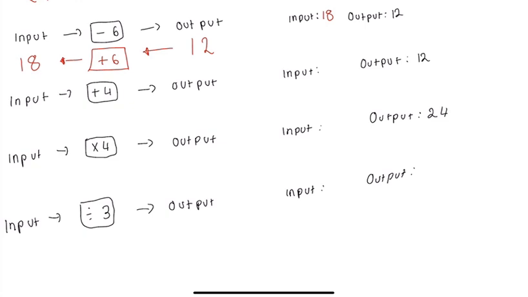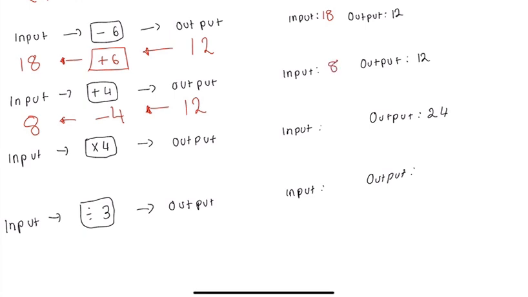With this second one then, my output is 12, and I've got to work backwards. So instead of adding 4, the opposite is going to be take away. And if I do 12 take away 4, I'm going to get 8. So my input would be 8.